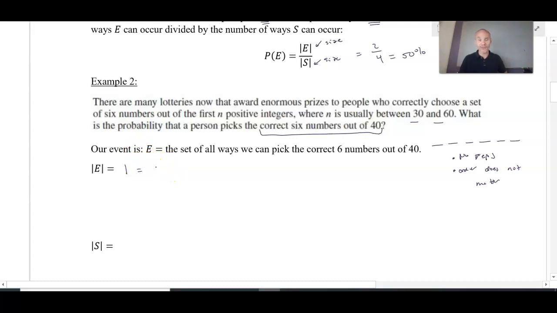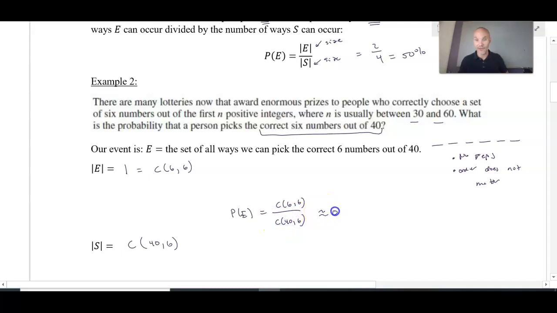Now, alternatively, you could say, from the 6 winning numbers, pick all 6 of them, and that's going to give you 1 as well. For the sample space, we're saying, well, what's the set of all possible 6 number combinations? Well, again, if order doesn't matter, then from the 40, pick any 6 of them, and the probability of your event will be the number of ways divided by the number of ways. I'll leave it like this.